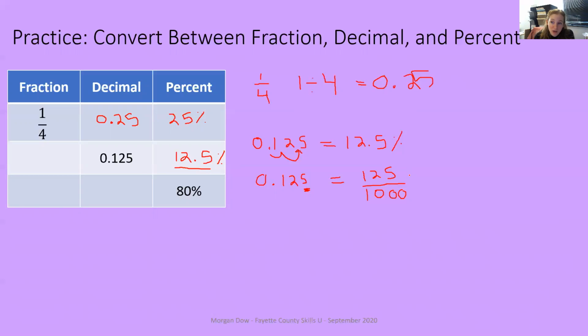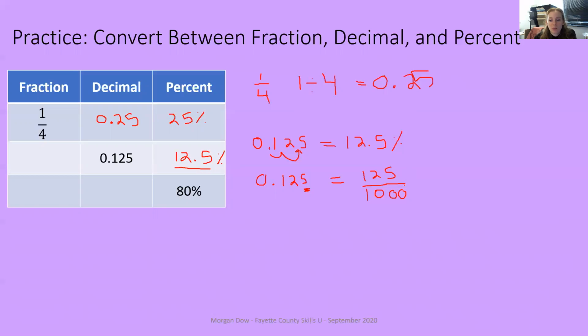125 will go into 1,000 8 times. Now, it's probably not something you would know off the top of your head, but never be afraid to test it out. Get out that calculator, play around with the numbers and see if you can find a larger factor.